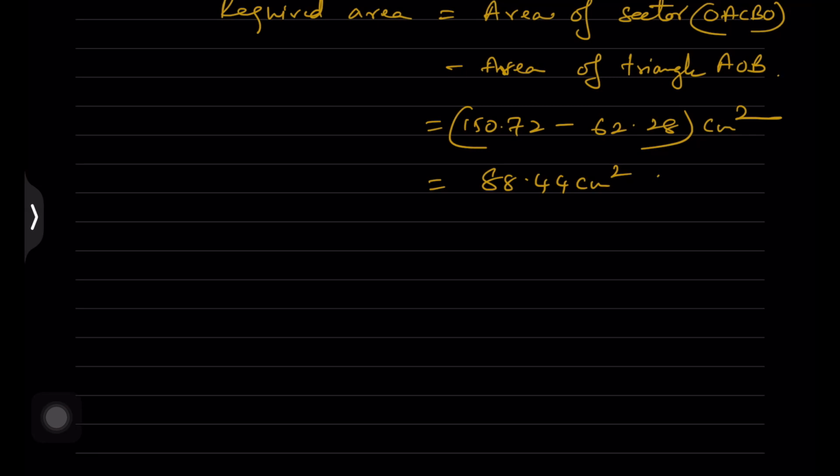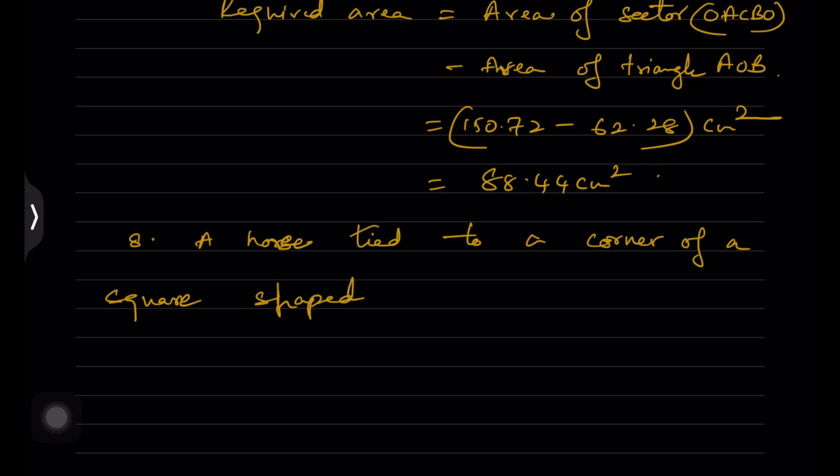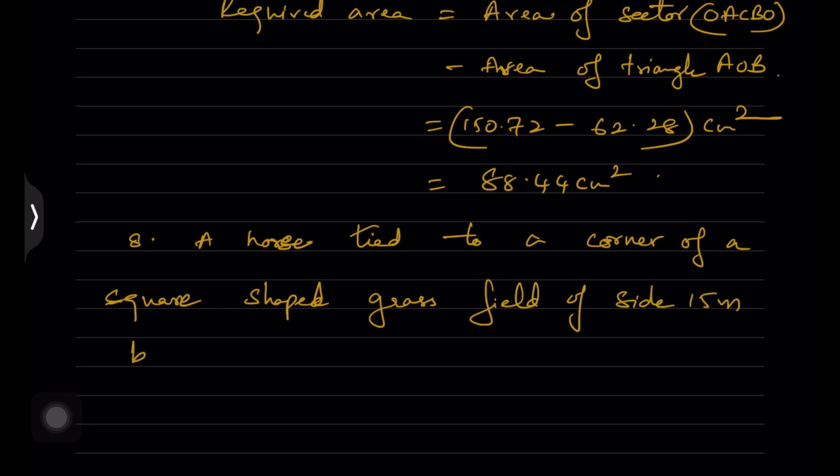Now in the 8th question you have a horse tied to a corner of a square shaped grass field of side 15 meters by means of a 5-meter long rope.